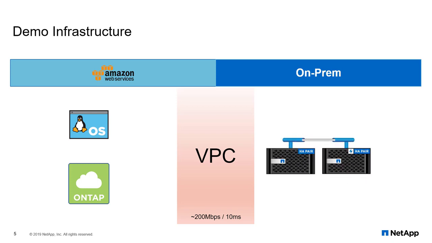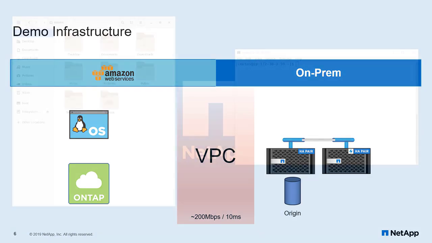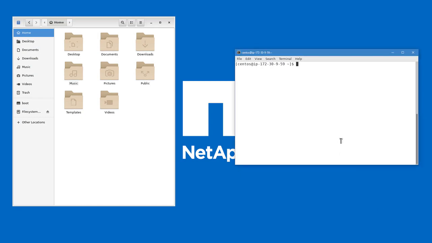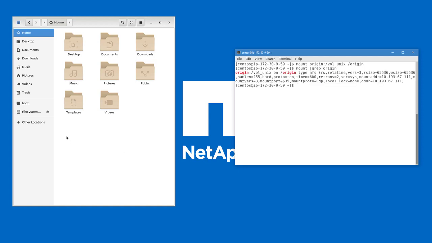We also have an on-prem AFF system with a data volume that holds datasets I would like to extend to the cloud. Traditional methods suggest that in order to share the data between cloud and on-prem resources, the data can only sit in one location. We have chosen to mount the on-prem data from the EC2 instance. In this case, the on-prem NFS server is called Origin.